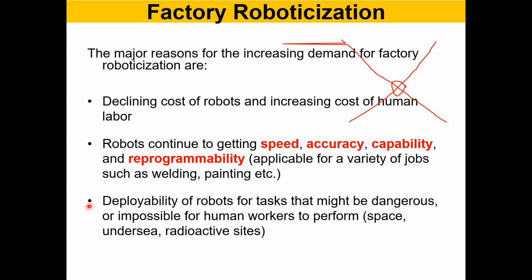And also depending on the environment, if it is a space operation, you definitely can't use humans. You need to have robots. If it's undersea, again, you need to have some sort of machine or robot to do that. So these are the frontline reasons for many companies to roboticize their factories.